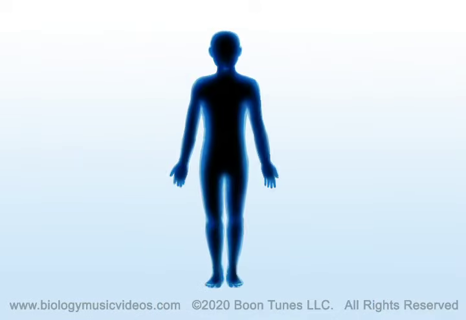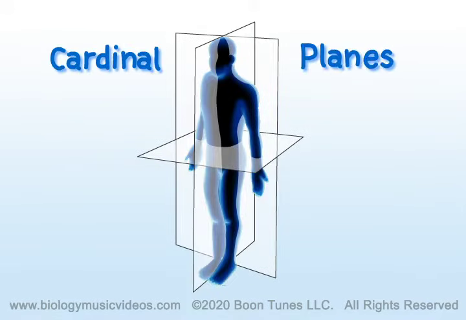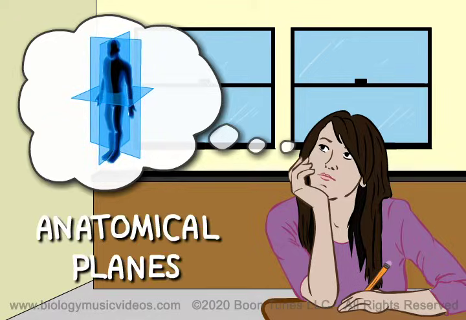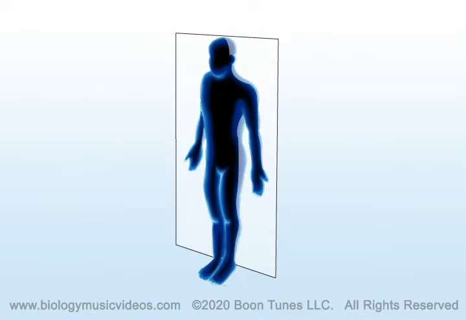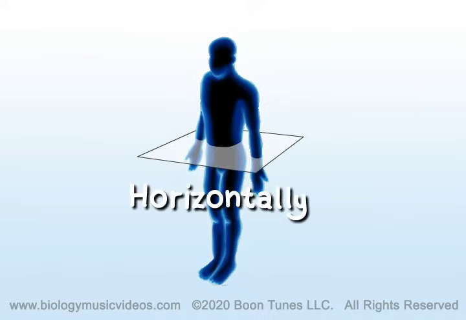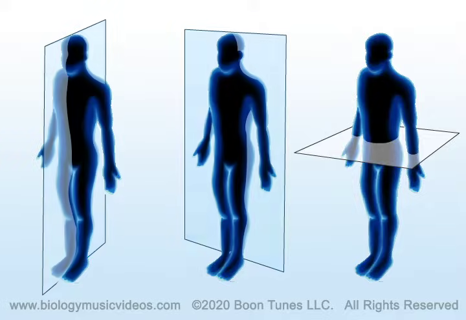Let's see how the body is arranged when it's dissected by cardinal planes. The body has imaginary anatomical planes that are actually invisible tools for dissections, which slice the body into sections. Planes cut the body vertically, front to back and horizontally. We see the body from different views, depending on which plane we use.